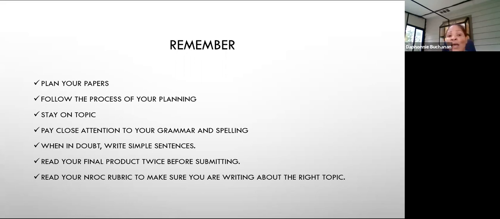Because if your paper's great, but you have common simple errors throughout, I take off maybe 1 or 2 points for those, depending on how big the error is. So it doesn't take off a lot in the real scheme of things, but you are having those errors. Read your final product twice before submitting it.